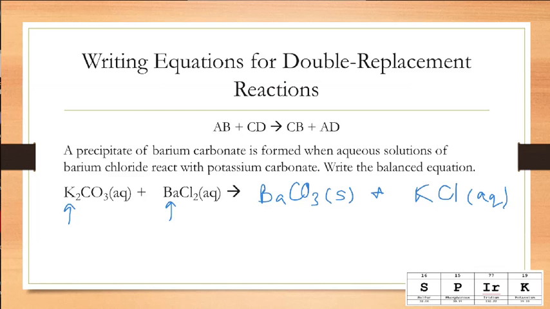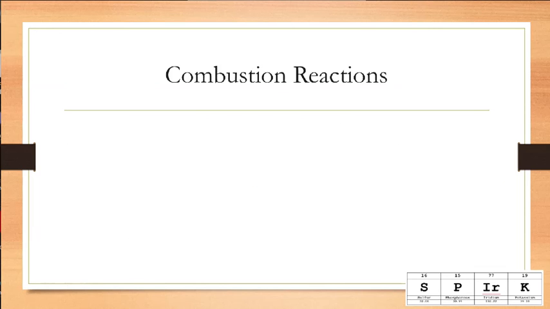So now again, we need to make sure that we have a balanced equation. So to balance this guy out, we're going to put a 2 in front of KCl. And now we are balanced out across the equation.